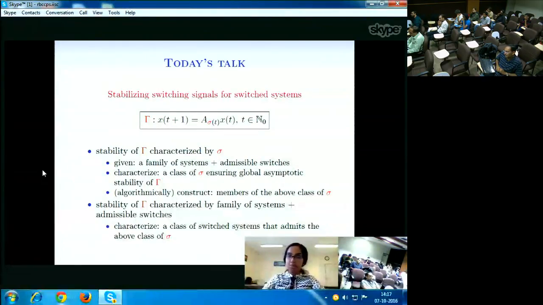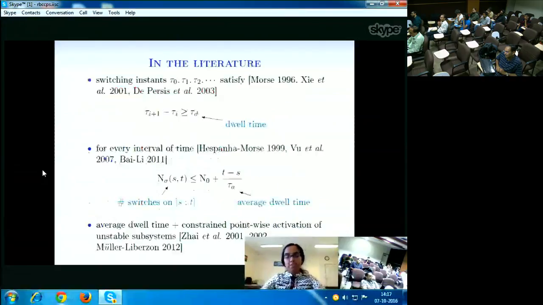Now let's begin with the first one. Let's recall what it was. So we are given a family of systems and we want to know how we should switch so that the switch system is stable. Now it makes sense to take a look at what was already existing in the literature. So in the literature, we had dwell time and average dwell time switching. Now in case of dwell time switching, between every two consecutive switching instances, you have to spend at least a certain duration of time, which we name as dwell time.